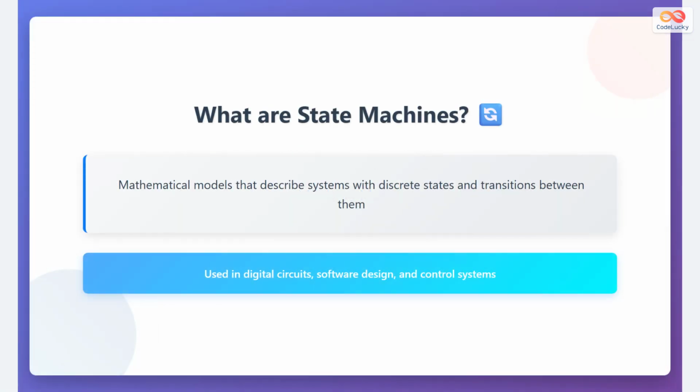So, what exactly are state machines? They are mathematical models used to describe systems that operate through a series of discrete states, transitioning from one state to another based on certain conditions. State machines are essential in various fields, including the design of digital circuits, software engineering, and the development of control systems, providing a structured way to manage complexity.